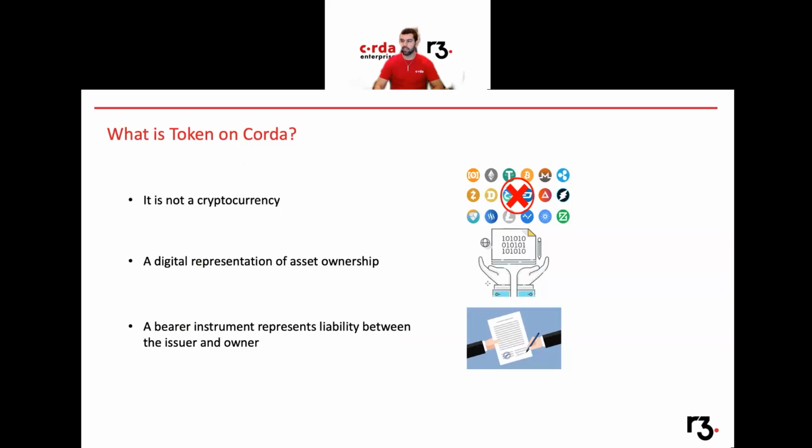So without me rambling further, what is a token on Corda? It's not a cryptocurrency, but it is a digital representation of asset ownership. For example, a bearer instrument that would represent a liability between an issuer and an owner, where an issuer is the person issuing to me a representation of my ownership of a stock that person has sold me. If I buy a stock through a digital exchange, what I would get in response is actually a digital record of my ownership, not necessarily even the stock itself. I may never see the stock. I could trade entirely based on the digital ownership, or the bearer instrument.